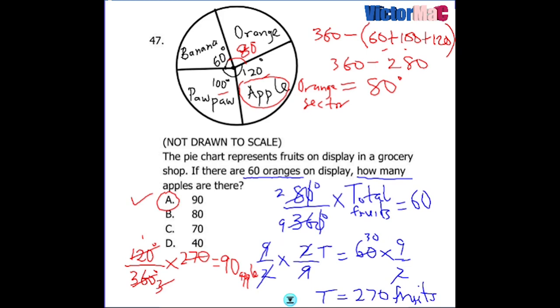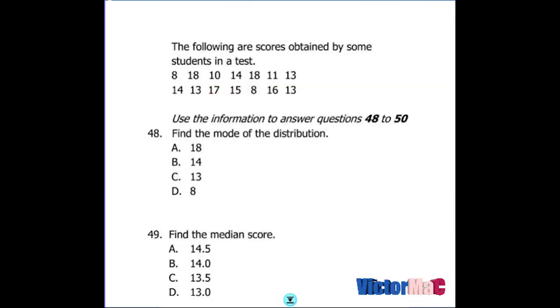All right. This is a question on statistics.